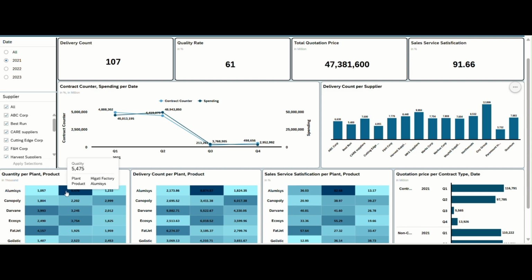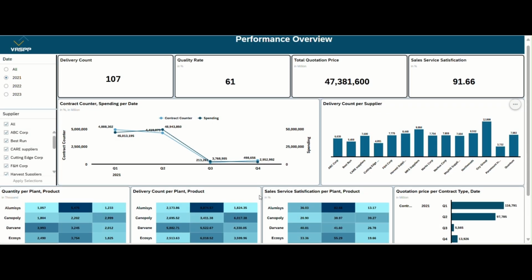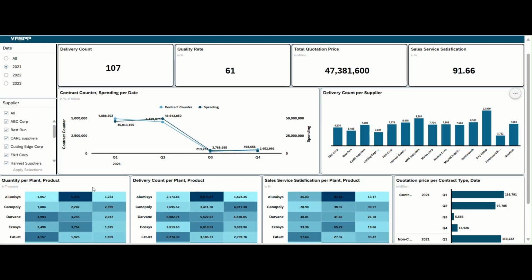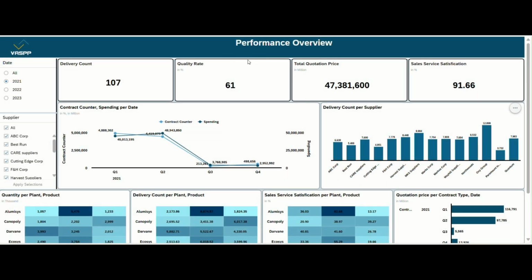Together, these visuals provide a 360-degree view of your procurement ecosystem. Instead of spending hours crunching spreadsheets, this dashboard helps you understand what's working, what's not, and where to act, all in a few clicks.